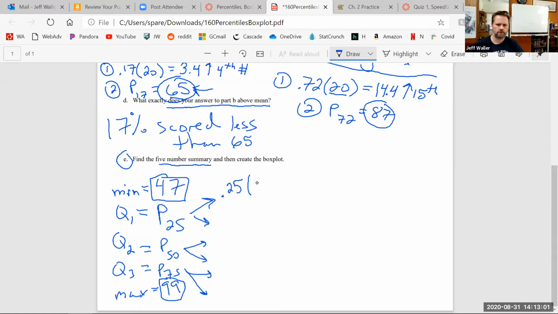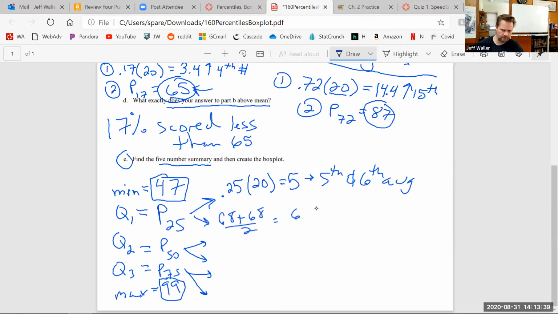Okay. Yeah. So let's do this first one together. Let's see what we get. So 1/4 of 20 is, everybody with me on this first one? Yes. 25%. Yeah, 5. So that means I'm going to take the 5th and 6th numbers and average them. So what are the 5th and 6th numbers? 68 and 68. Oh, sweet. Yeah. That always kicks ass.